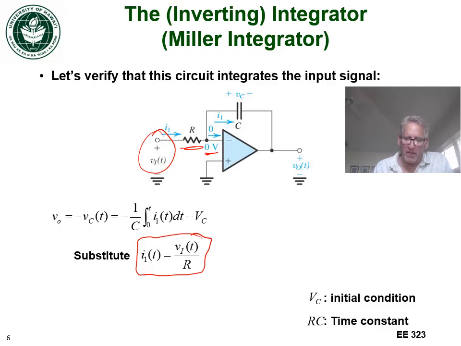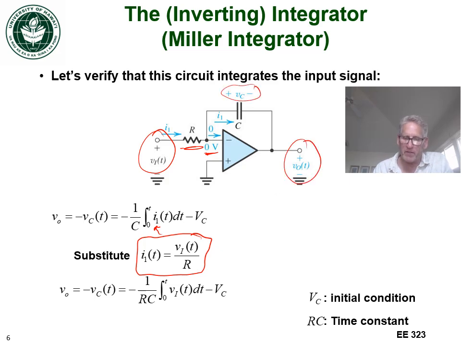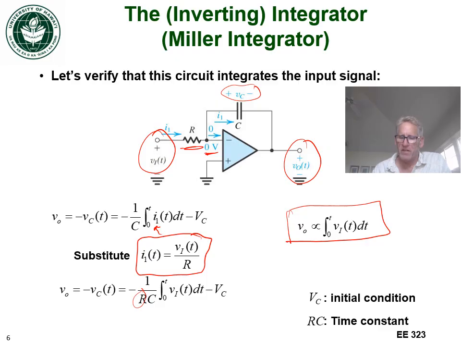If we substitute that in for I1 into this equation, what we get is that Vout is minus Vc, right? It's the opposite polarity of Vc. And so that becomes minus 1 over RC integral VI of t dt minus Vc. And what we see right away is that the R gets pulled out, and the output voltage is proportional to the integral of the input voltage. So this tells us that indeed the signal is being integrated.